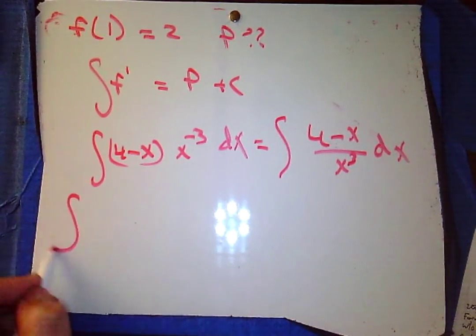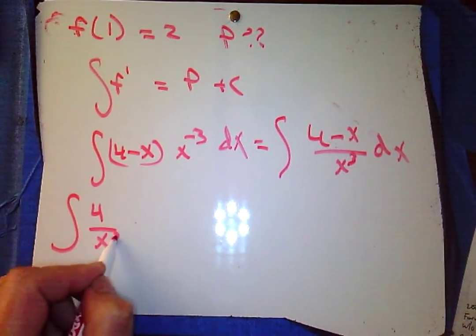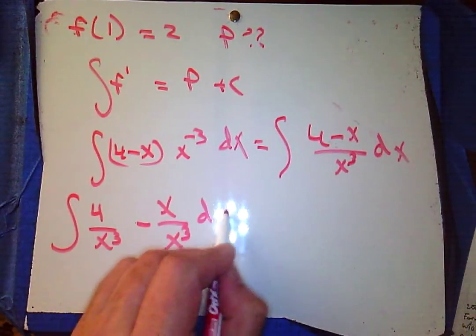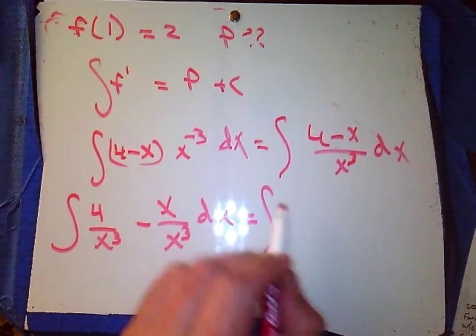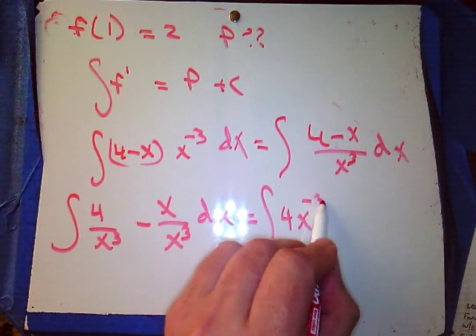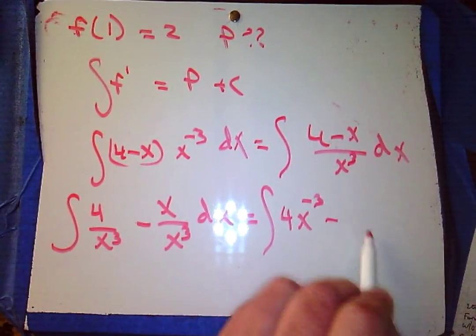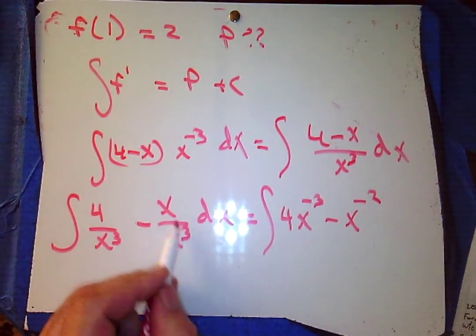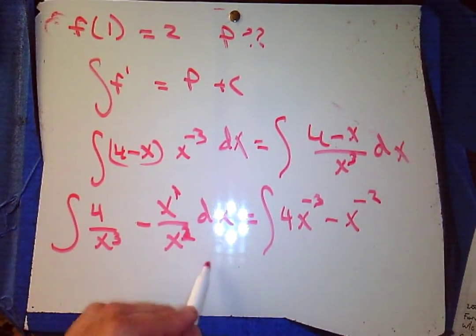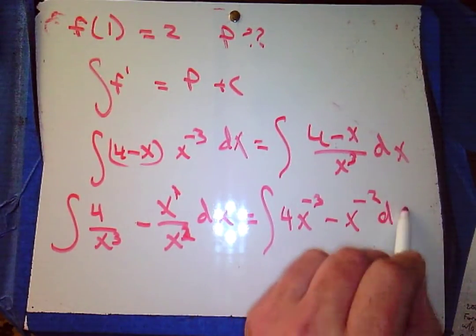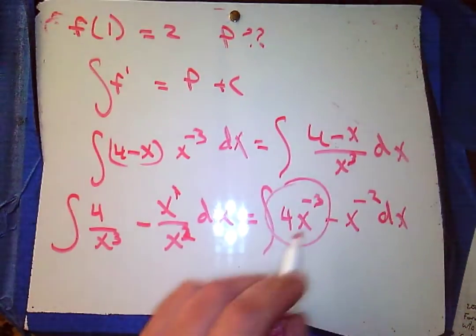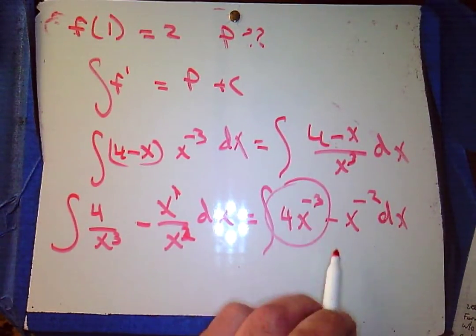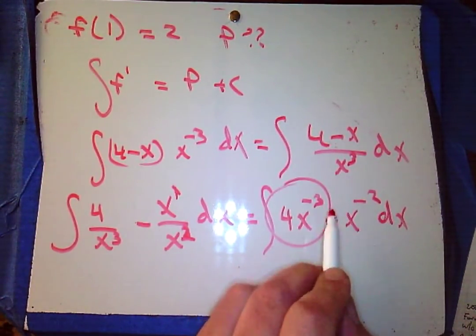Instead, what I want to do is split this up into 4 over x to the third minus x over x to the third dx. And then that's going to be 4x to the minus 3 minus x to the minus 2, right? Because this cancels one of those, and then I flip this up, dx. The antiderivative of this, not the derivative of this, the antiderivative of this. I have to add 1 to this.